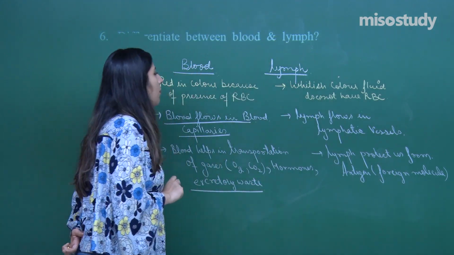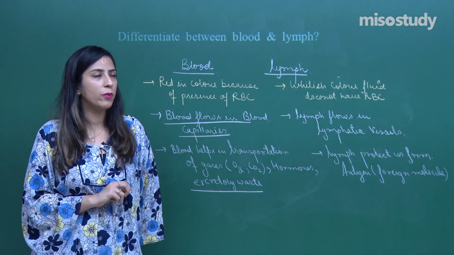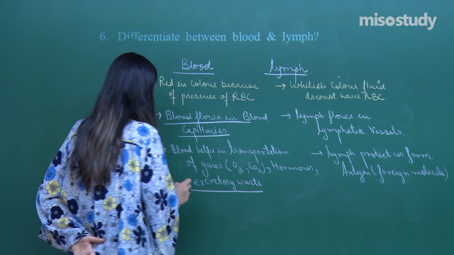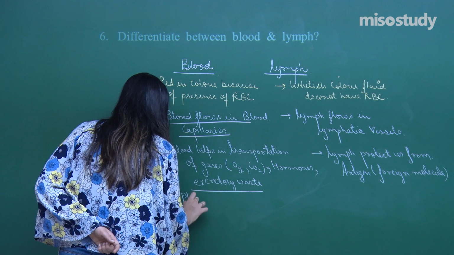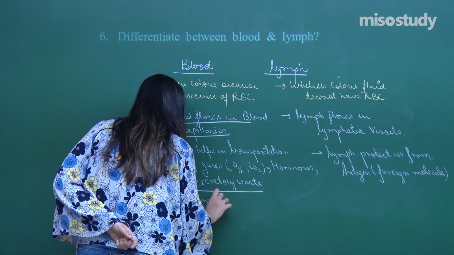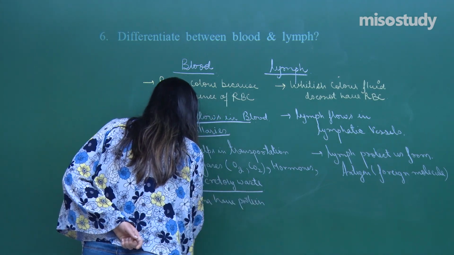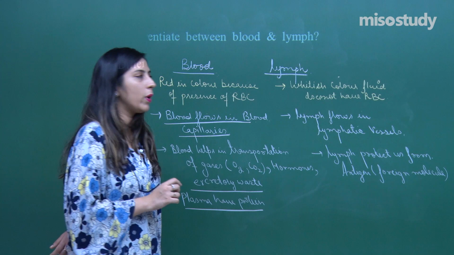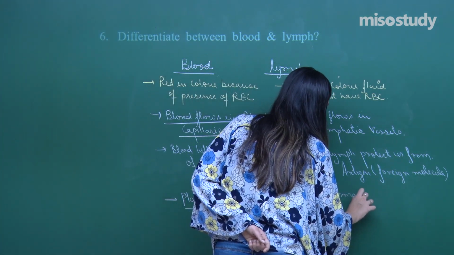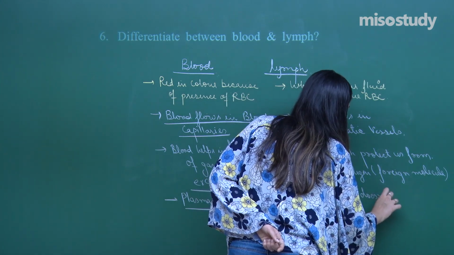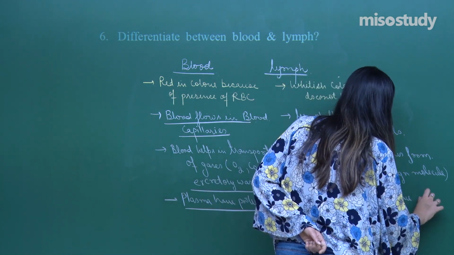Right? Now let's talk about some composition of blood. Blood has protein present in it, whereas the lymph doesn't have protein. So in this case, the plasma which is present in the blood has protein, right? Whereas in the lymph also the plasma is present, but the plasma doesn't have proteins.